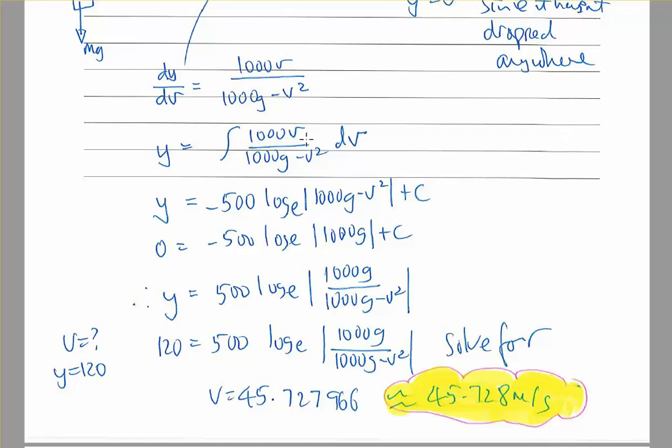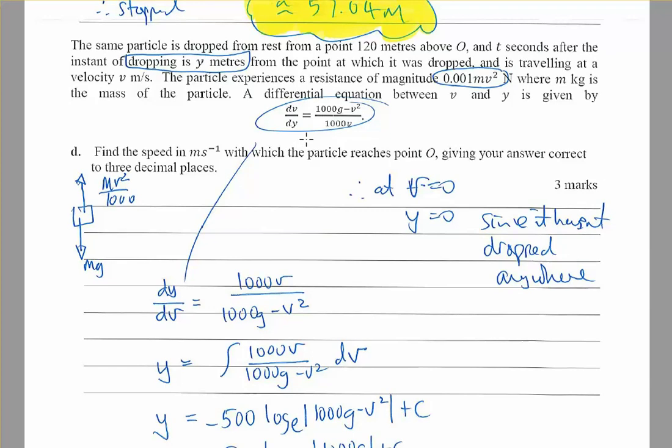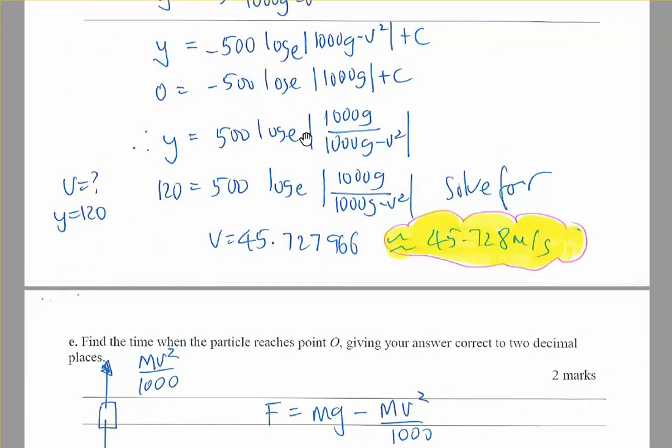45.728. So it started at a velocity of 0 and finished at a velocity of 45.72. And this is the stone that has been dropped from rest and fell 120 meters below. Then in 5e it says find the time for the particle to reach the point 0.